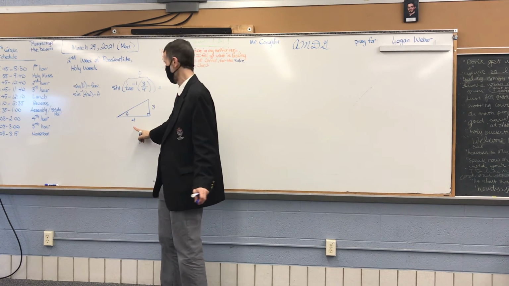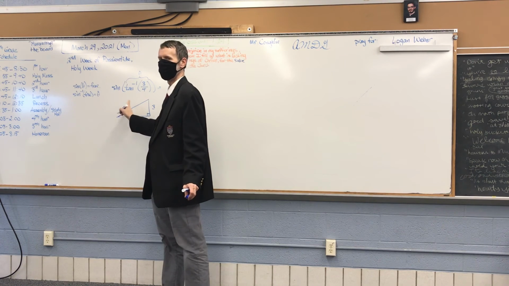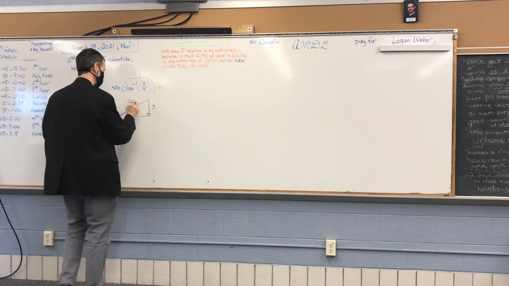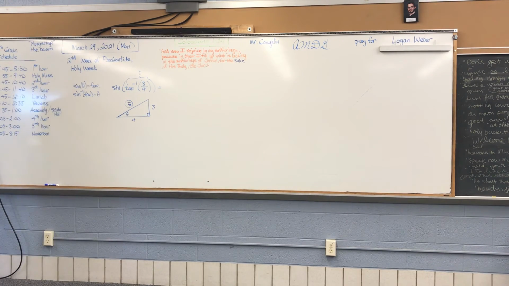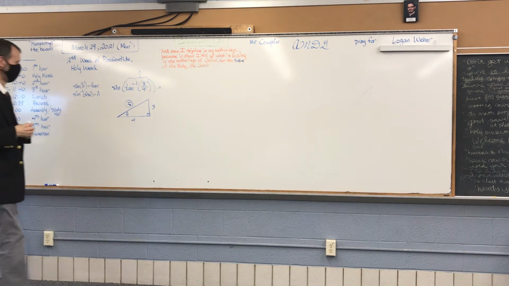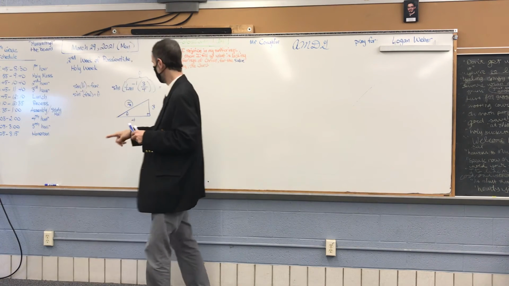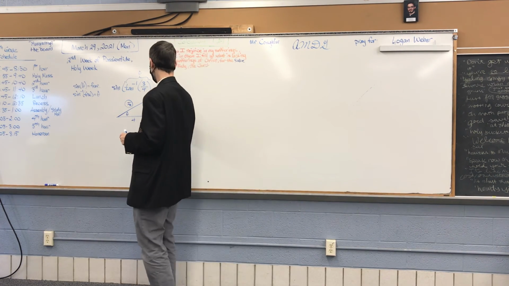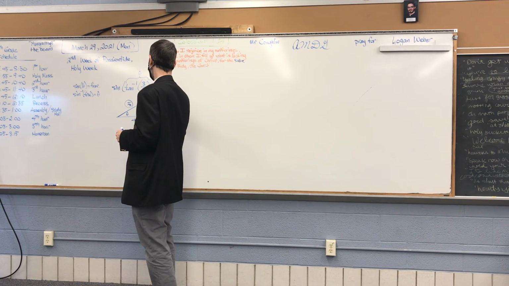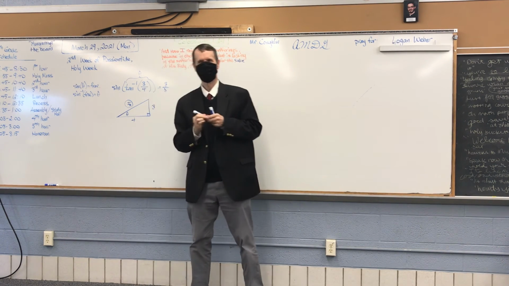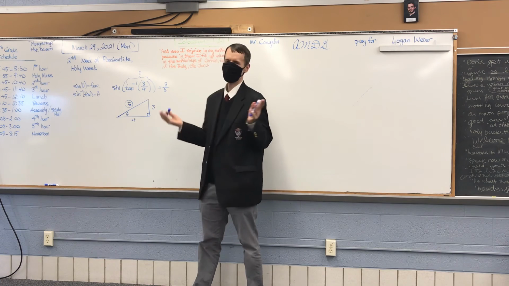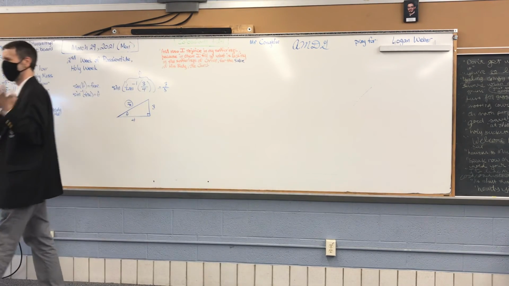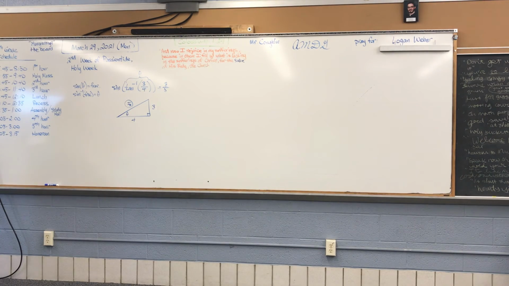Does that make sense? How big is this? 5. It's 5, by the way. Congratulations on remembering that. The 3, 4, 5 is one of the most common right triangles in geometry. Can somebody find the sine of theta? 3 over 5. You're done. Remember that? It's very slick once you get there.